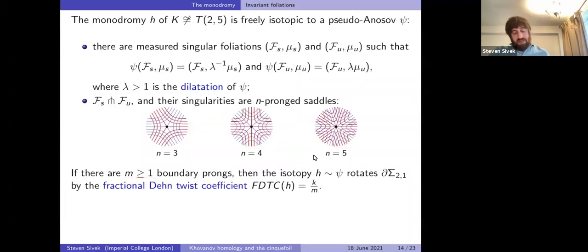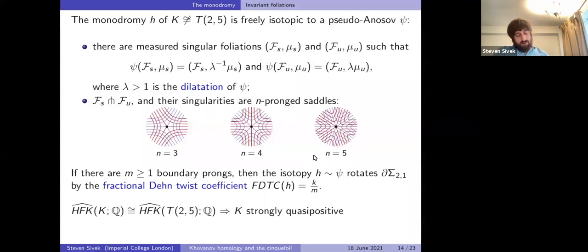Okay, and if that number is m, then the isotopy from our monodromy to this actual pseudo-Anosov map ends up rotating the boundary of the surface by some fractional number of rotations. That's called the fractional Dehn twist coefficient of this map H. And we know that this has to be some integral multiple of 1 over m, 1 over the number of boundary prongs.